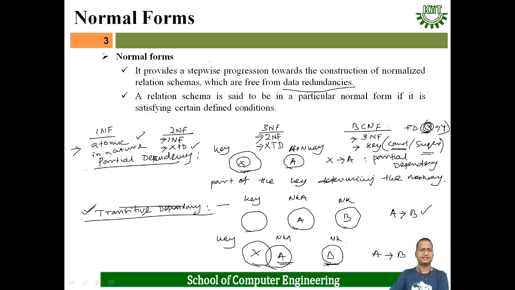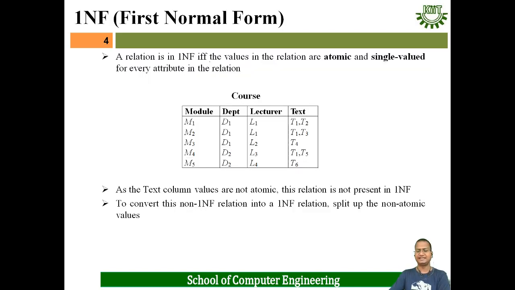What is partial dependency? What is transitive dependency? Understood. Now we'll see 1NF in detail.